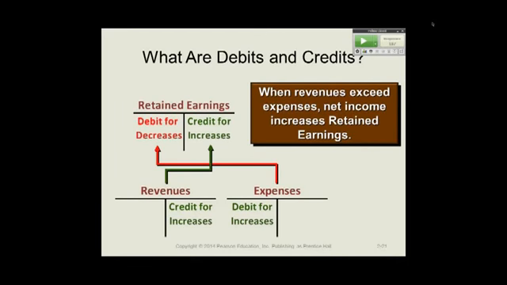Let me answer this question. The word credit does not mean you owe something. The word credit, in fact, here is just a way to increase revenues. That's the way you have to think of it. So let me just show you.